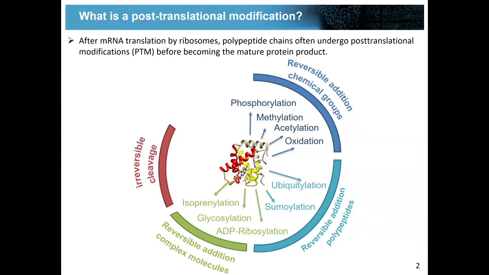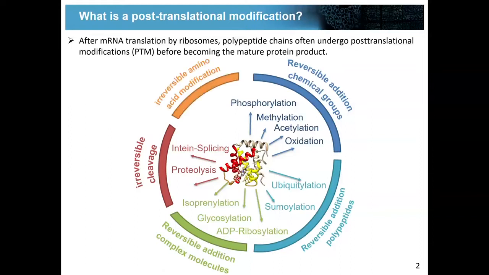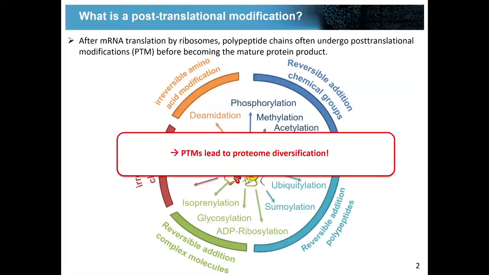Irreversible cleavage can occur. Typical example, proteolysis, so cleavage of the N-terminal signal peptides or C-terminal signal peptides. And there's also a process called intein splicing. That's a process that is similar to mRNA splicing, which takes place on the mRNA level with introns and exons, and the same can happen actually on protein level with inteins and exteins as well. And then there are also irreversible amino acid modifications, and one example is deamidation. So the purpose of this whole slide is to show you once more that PTMs are really very, very diverse.